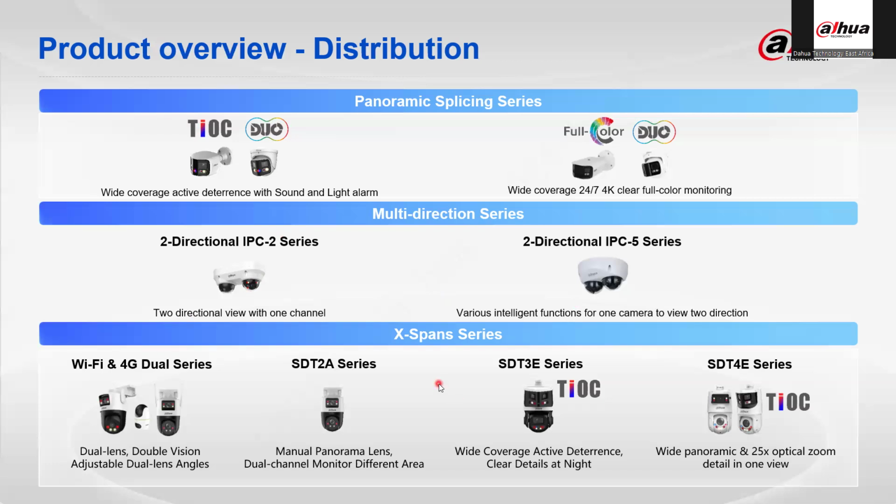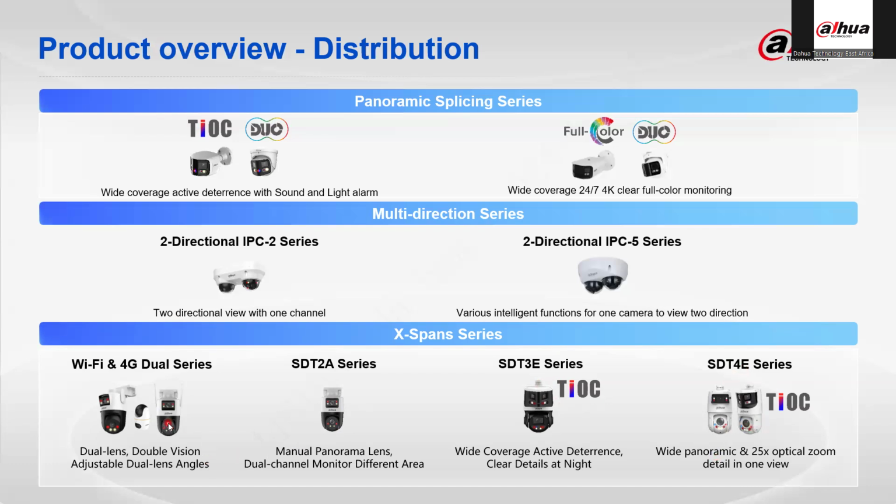Then at the bottom here, we have the Expand series. These Expand series, we have them in different categories. We have the wireless and then the 4G dual series. You can see from the far left, we have the SDT 2A series, the small PTZ, with a 2-inch. Then again, we have the 3-inch SD3E series, the TLC products. And then again, we have the SDT4, the 4-inch series.